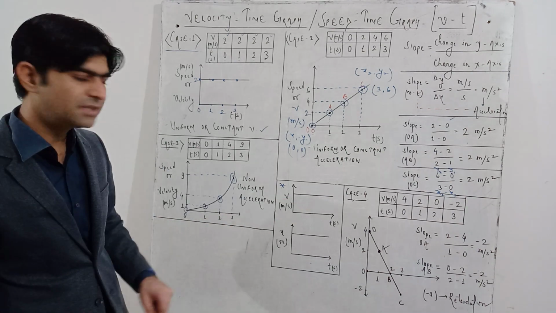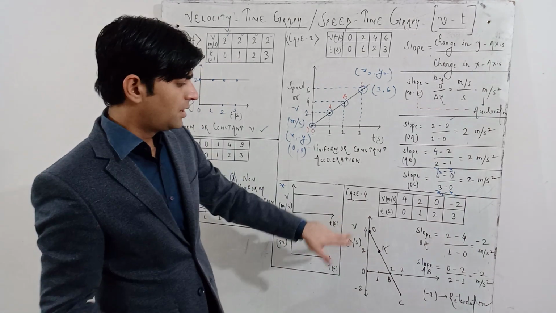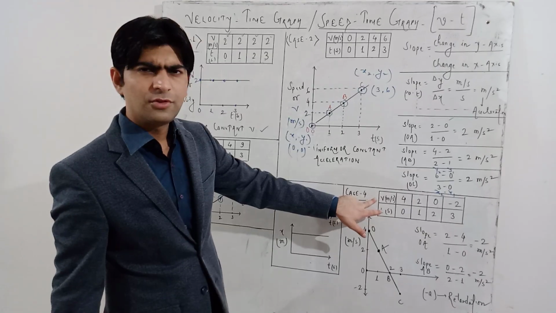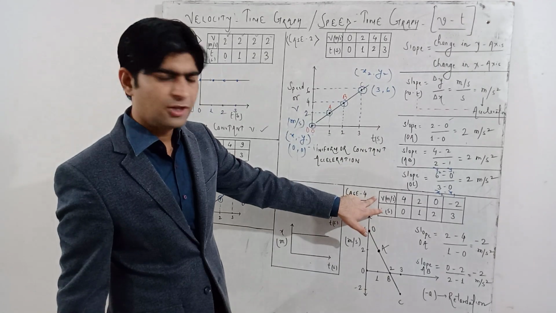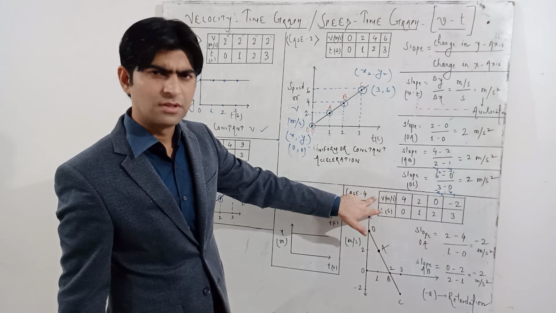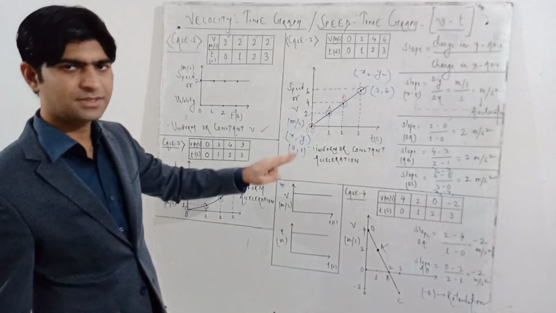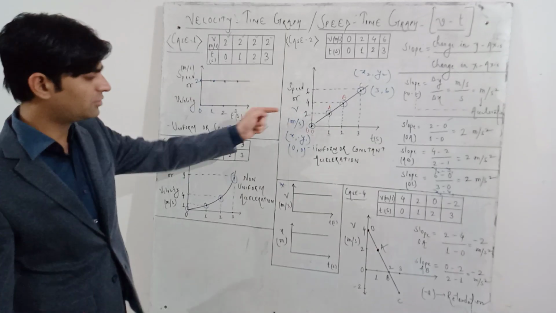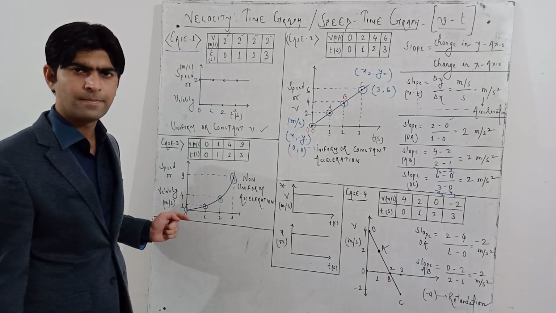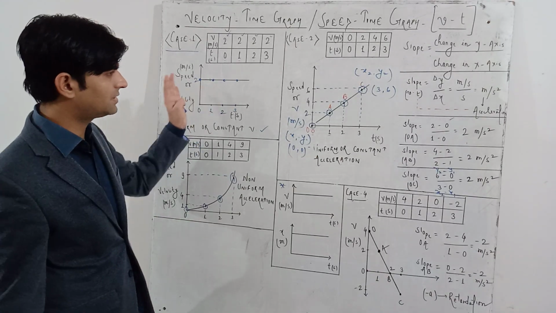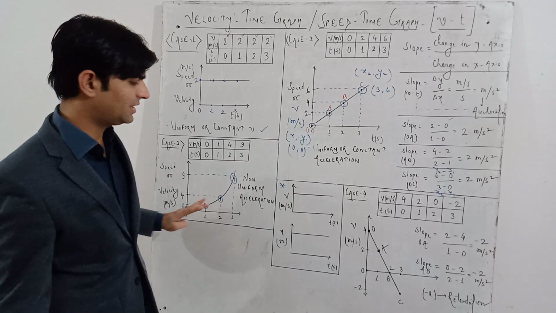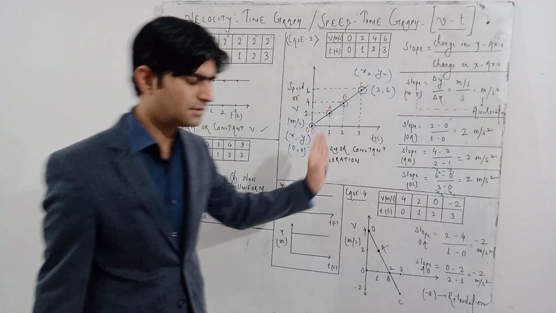Coming to the last case, case number 4. Here it is better if you don't write speed; here you will consider v as the velocity. In the first 3 cases I have written speed or velocity, because in these 3 cases, here it is constant, here it is increasing, here it is also increasing. Here this is a decreasing graph.